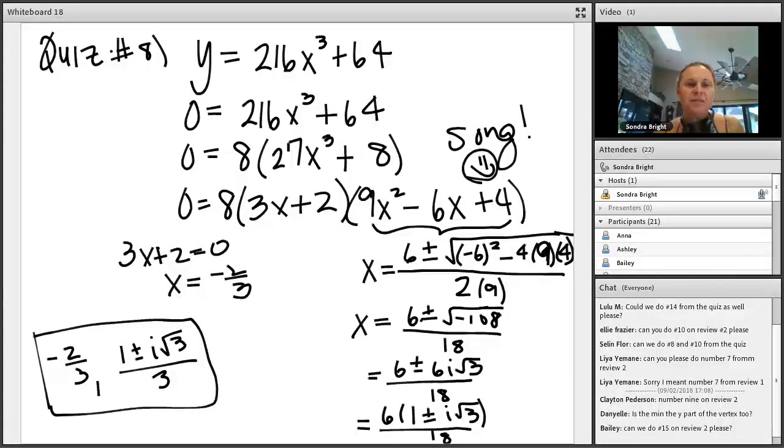Fundamental theorem of algebra says that I should have 3 answers. Since my biggest exponent is a 3, I should have 3 answers. And sure enough, I've got 1, 2, 3 right there. All right, so that was that one. And then number 10 from the quiz.